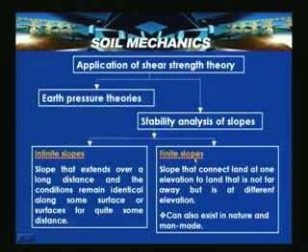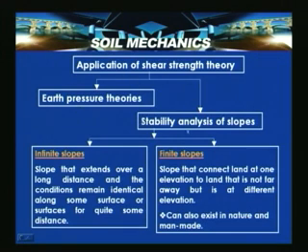Whereas, finite slopes connect land at one elevation to land that is not far away, but is at a different elevation. That means this connects the land at different elevations. This can be natural or man-made. That is, this can be a natural hill slope or a man-made slope like a highway embankment or railway embankment or railway cutting or so.